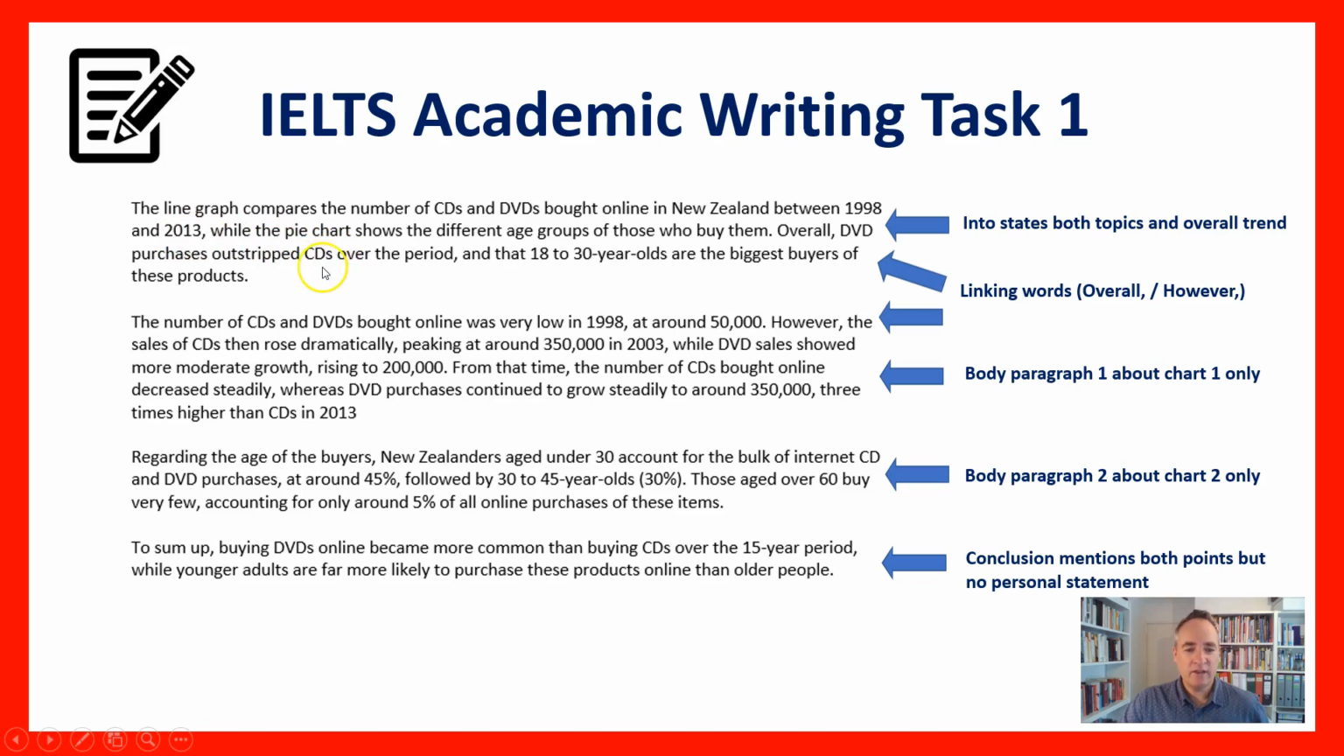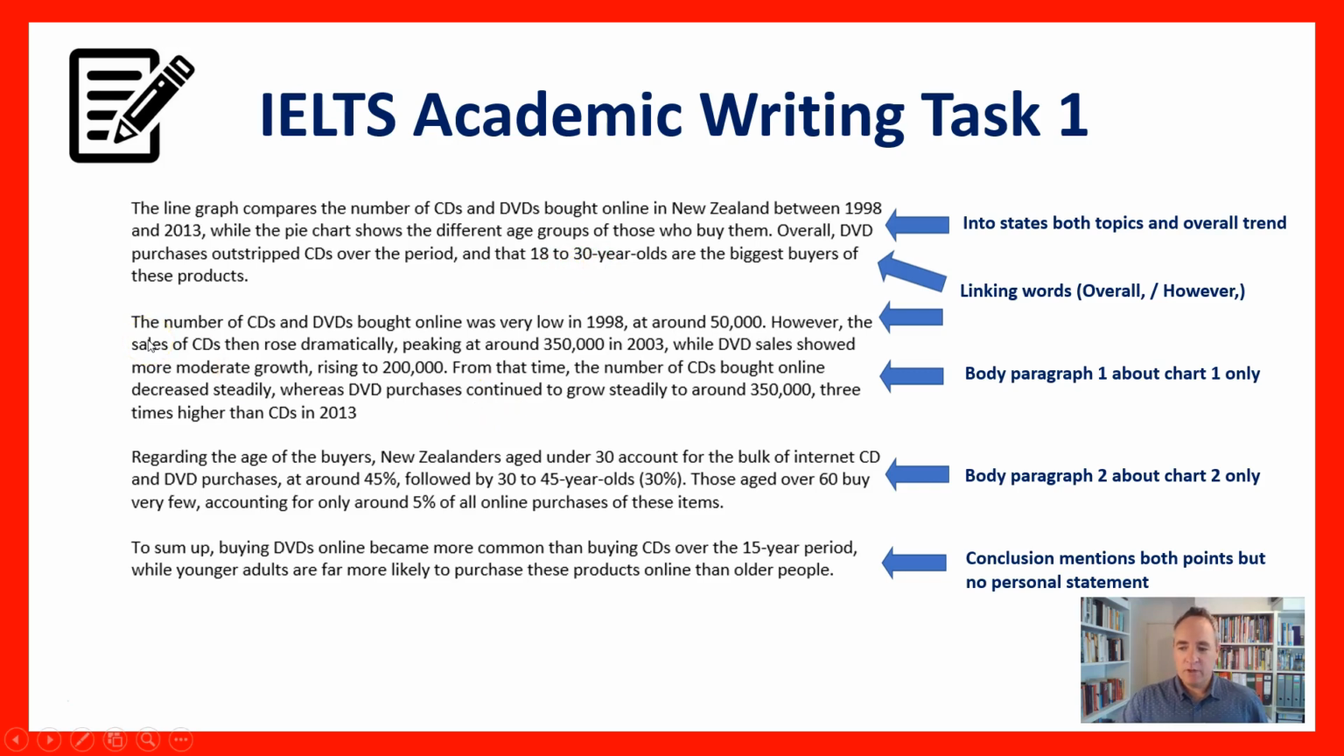So that's useful. And that 18 to 30-year-olds are the biggest buyers of these products. And that's what we said at the start. We could see from the pie chart that the 18 to 30-year-olds were the ones that were making the purchase decisions.